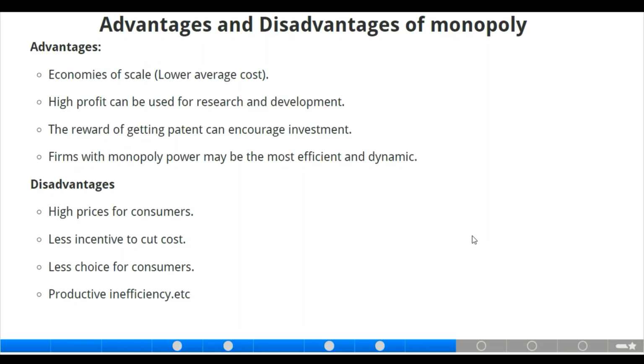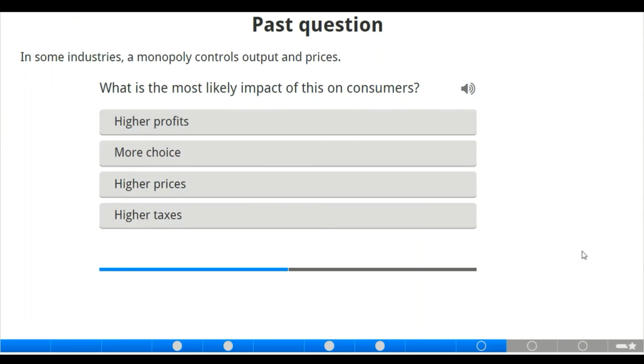Now we have the disadvantages of monopoly market. We have high prices for consumers. Of course, since they are the ones that discriminate their price. The price may be high, at the same time the quality may be high. Now we also have less incentive to cut cost. We also have less choice for consumers. Consumers will not be able to choose what they want, since there is only one seller in the market. We have productive inefficiency also. Now we move to the next slide.